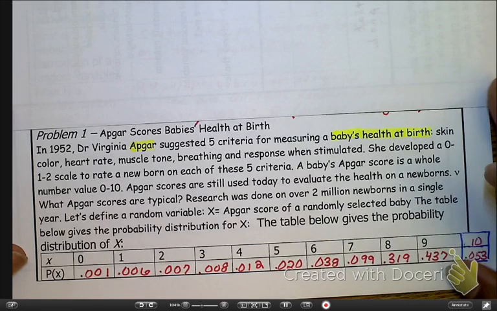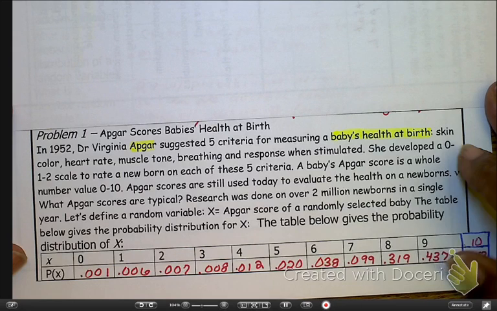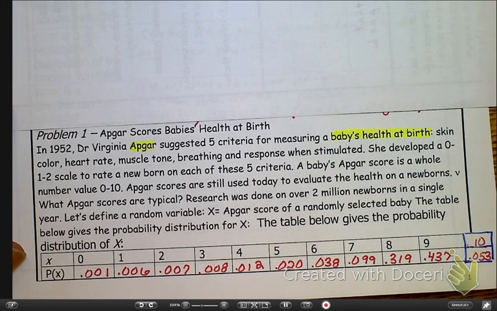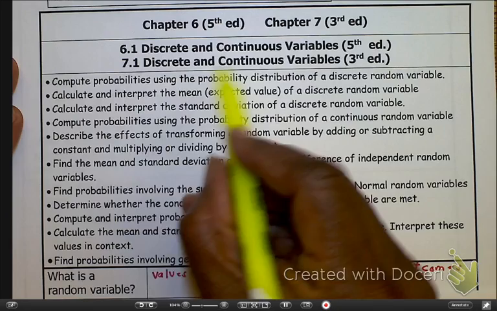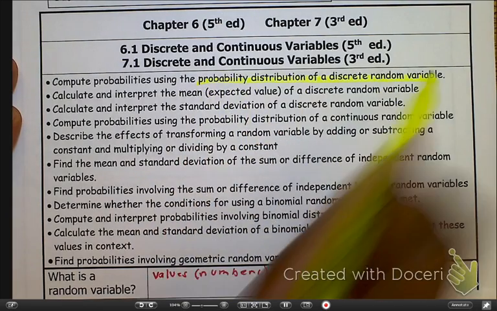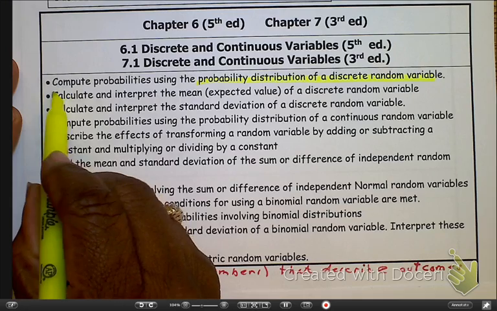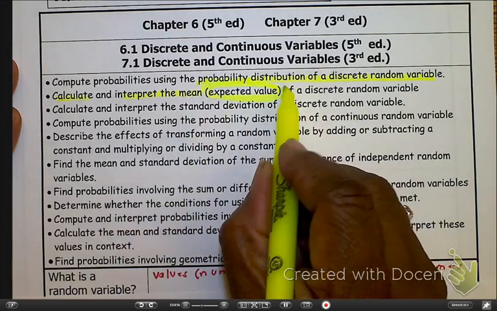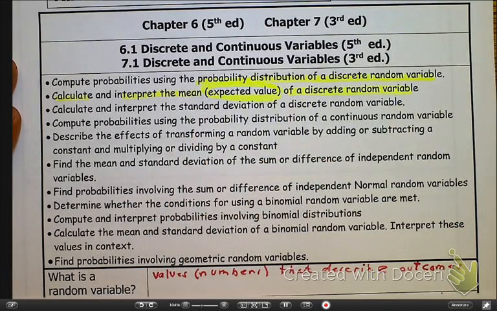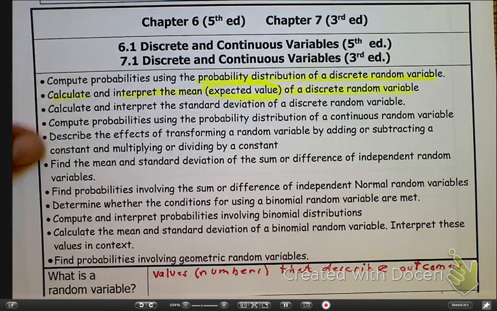Now, I mentioned something that's kind of new. I said discrete random variables have an association with this Apgar scale. So, what is a discrete random variable? What is a random variable? Well, let's go back. In this video, I am going to be talking about probabilities and discrete random variables. I'm also going to be talking about how to calculate and interpret the mean, which is also referred to as the expected value of a discrete random variable. But before I do, I need to talk about what a random variable is and then a discrete one.